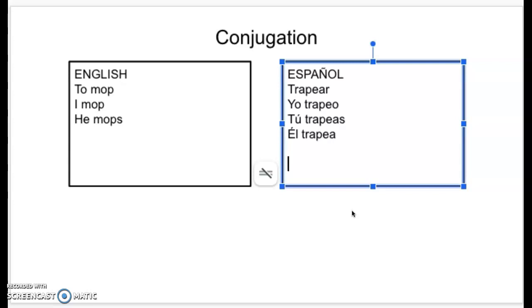Now, there are also ER verbs. For instance, to sweep, barrer. We'll do something similar, but this time we'll take the ER off. We'll put an O here, just like we did with the other. Then for tú, we'll take the ER off and put an ES. And with él, we'll take the ER off and just put an E. Okay? So yo barro, tú barres, él barre. So that is the basic review of Spanish conjugation.